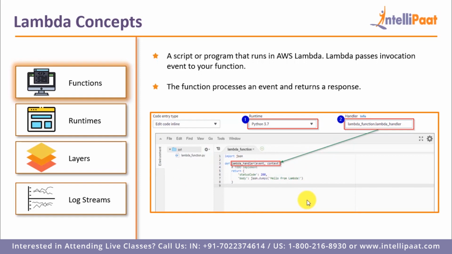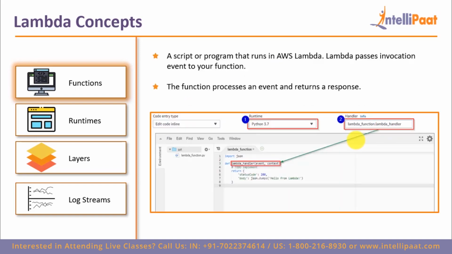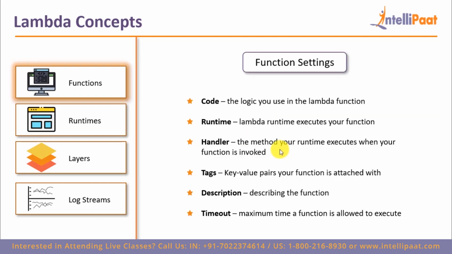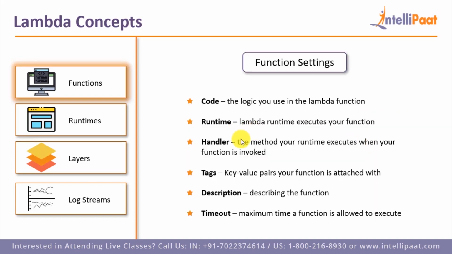Let us see some function settings. Here you can see the code. The code is the logic you use in the Lambda function, which you write over here. And then runtime. Lambda runtime executes your function. Whatever runtime you choose, that particular code will be written here, and it will be executed by the Lambda's runtime. And then the handler. The handler is where you mention the function's name with the file's name. So whenever the Lambda function is invoked, this particular function is executed.